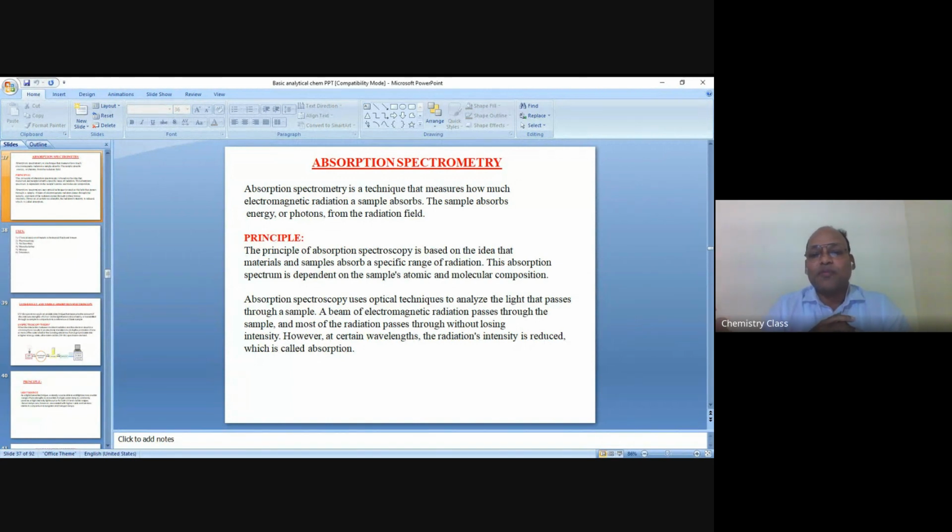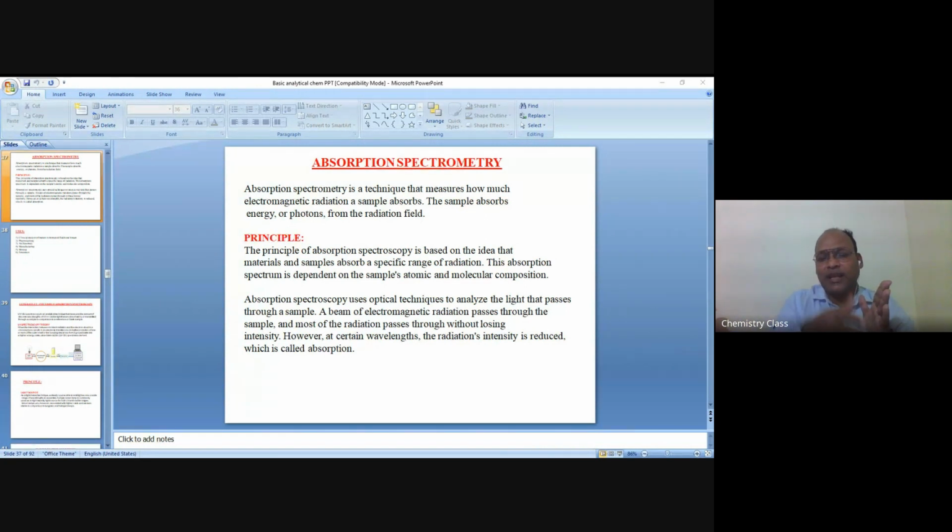Absorption spectroscopy uses an optical technique to analyze light that passes through a sample. I told you that these are photon particles. When a particular amount of light enters, and suppose we take sodium, I'll compare two particular species. One is sodium, another is, no, not sodium, cesium.